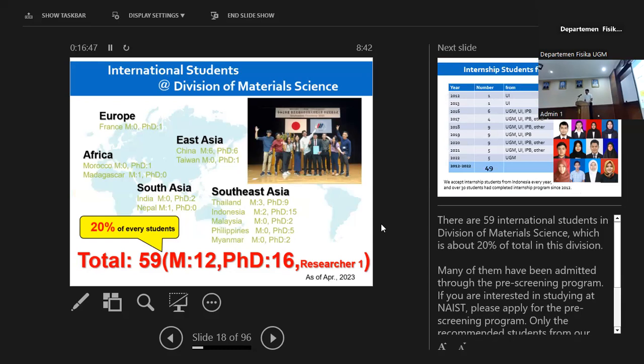In some labs, the language used is mostly English. It depends on the lab, but most Japanese also can speak English. So communication is not a problem usually.